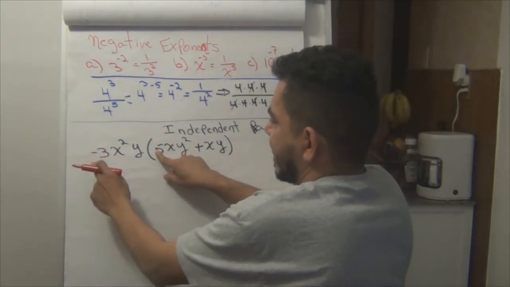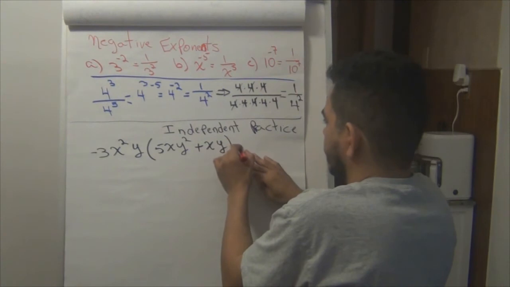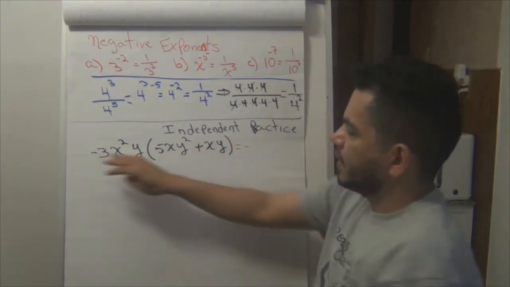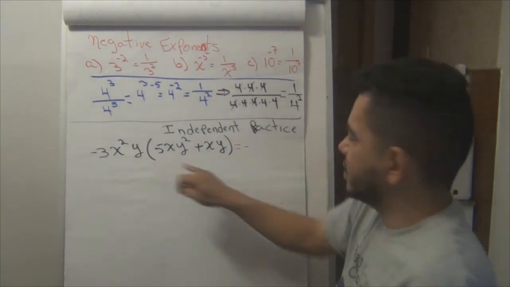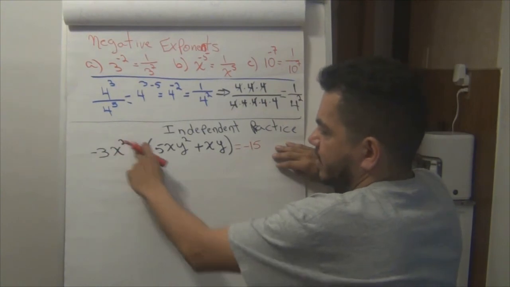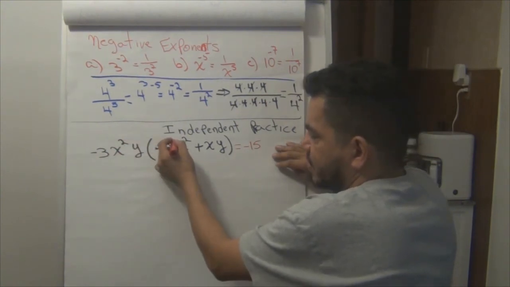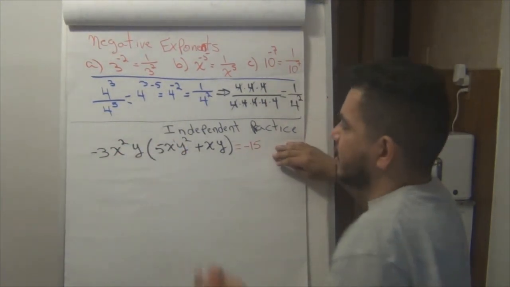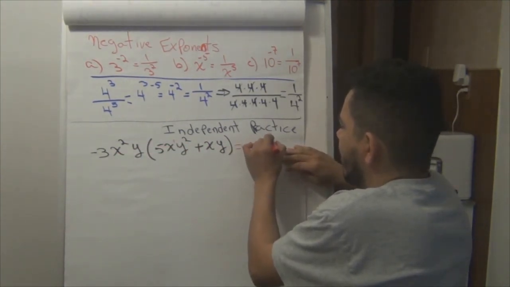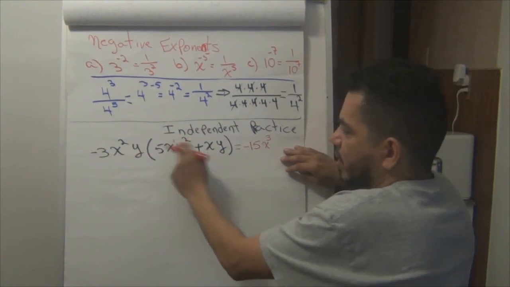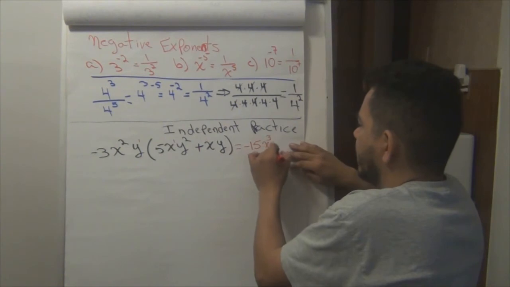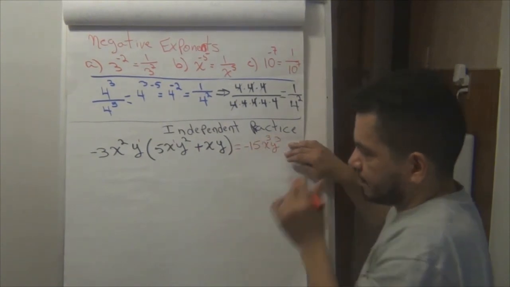Negative times positive is negative, right? So this will be negative 3 times 5 is 15, so negative 15. X squared times x. Now this is an x to the first power if you don't see the 1. So x squared times x to the first power is x to the third power. Y times y squared, this is a y to the first power as well. So y times y squared is y to the third.